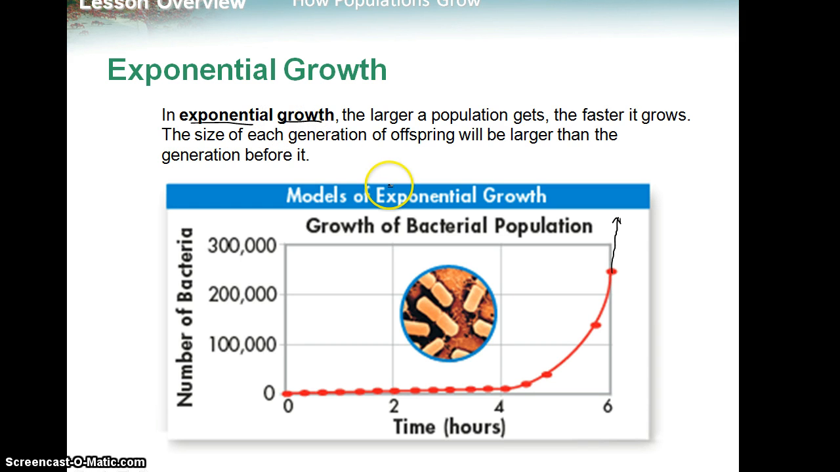And usually we see this early on in a population's lifespan. But we have to have perfect conditions for this to happen. What I mean by perfect conditions is we have to have more than enough resources for individuals to survive and reproduce. We have to have enough food, we have to have enough space, we have to have enough of all of the resources that species needs.